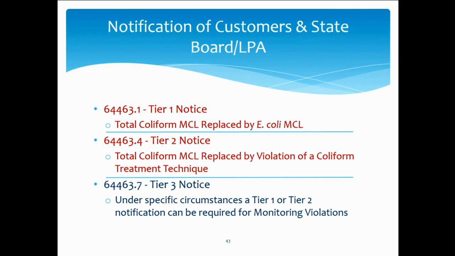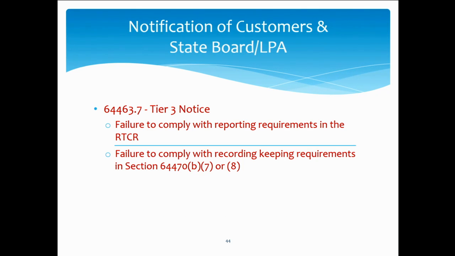Tier 1 notification: the total coliform MCL has been replaced by the E. coli MCL, so there's different language for that. Under Tier 2, again, the total coliform MCL has been replaced by a violation of a coliform treatment technique. Remember, the coliform treatment technique violations are failure to do your startup plan or failure to turn in your assessment or do your assessment. Tier 3 notification: failure to comply with the reporting requirements of RTCR, and failure to comply with the record-keeping requirements of RTCR.